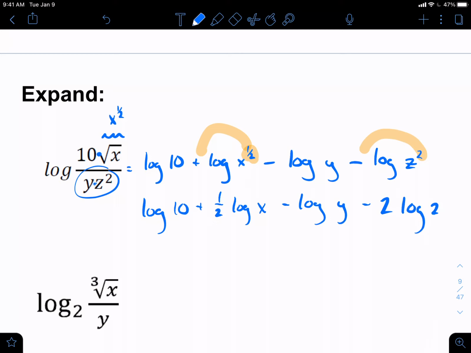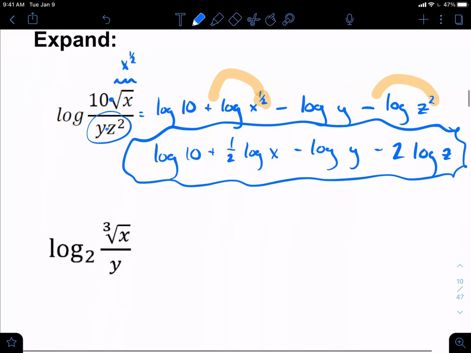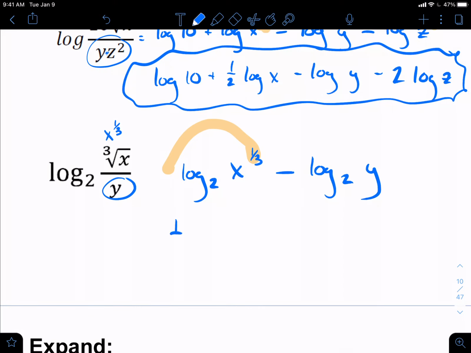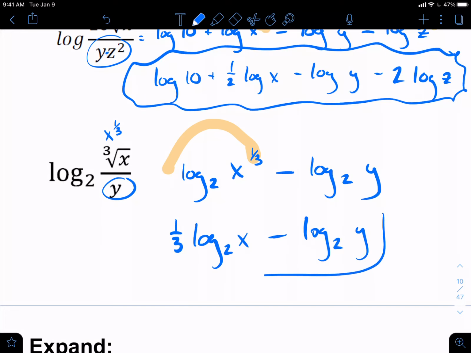2 log of z, making this my final answer. Looking at the next one, again, the cubed root of x can be rewritten as x to the 1/3 power. So I'm going to have log base 2 of x to the 1/3. Since that's on top, that's the positive one, minus the bottom one, since we are dividing. So I'm going to have log base 2 of y. The 1/3 needs to move down, so my final answer here will be 1/3 log base 2 of x minus log base 2 of y.